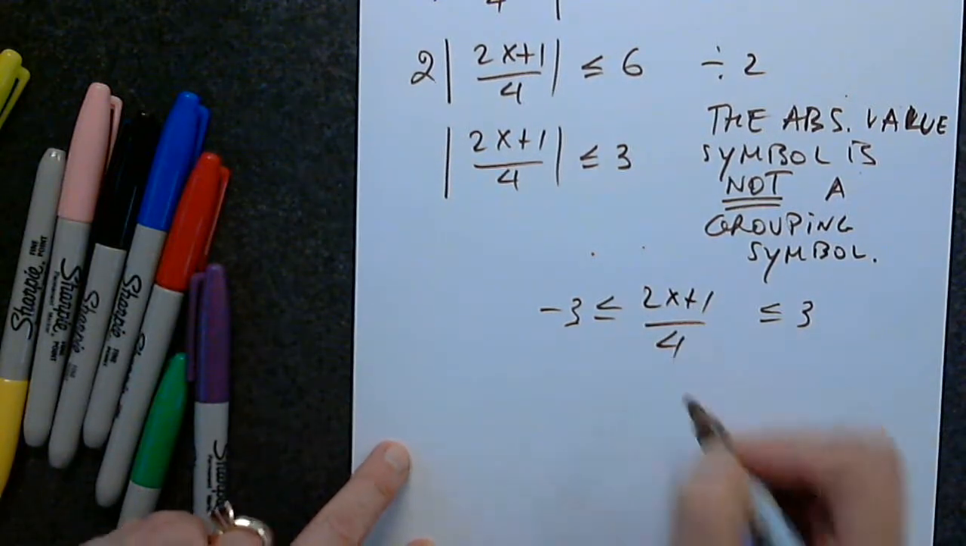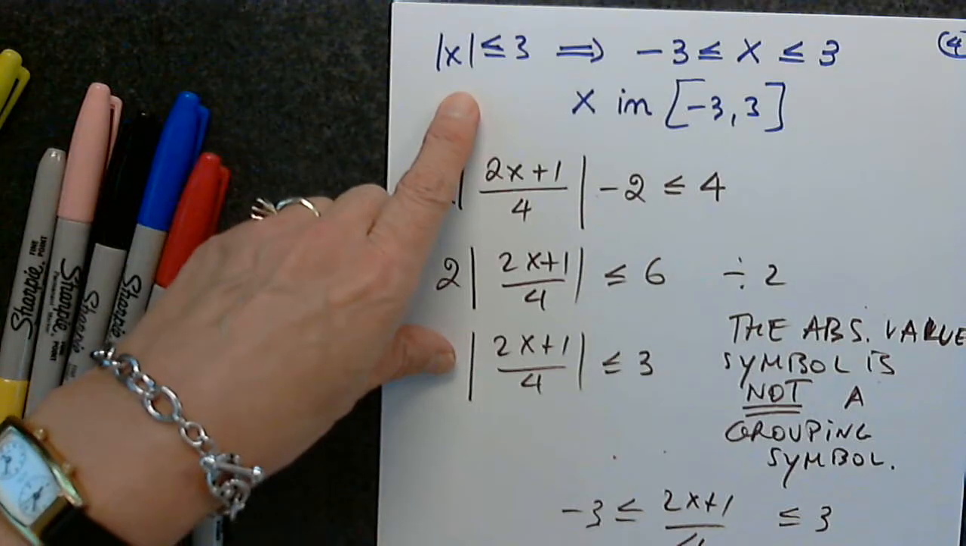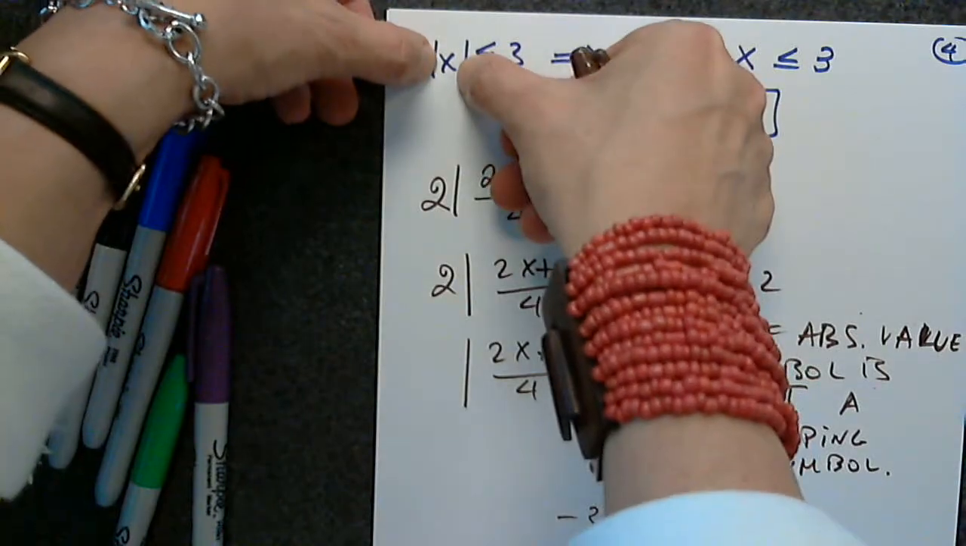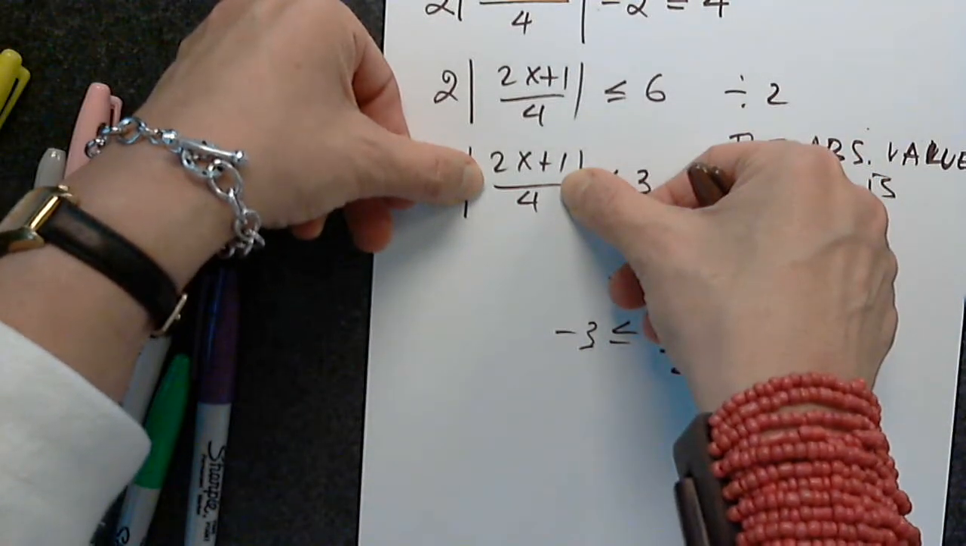Of course. Exactly those numbers that have to be between -3 and 3. So their absolute value is less than or equal to 3. It's a mimic of what we just did here. But this one was plain x. This one is not plain x. But the process is the same.